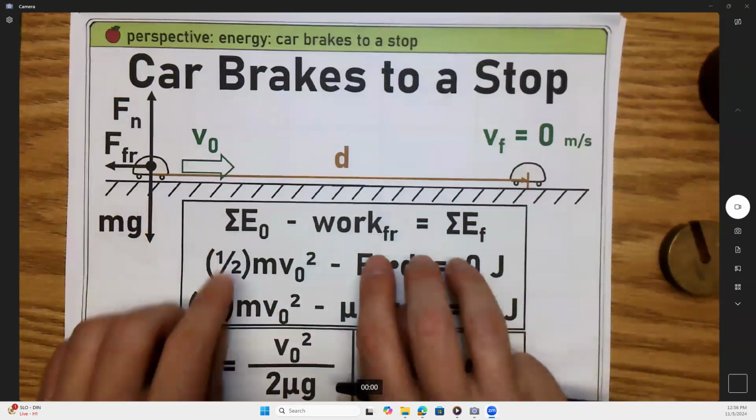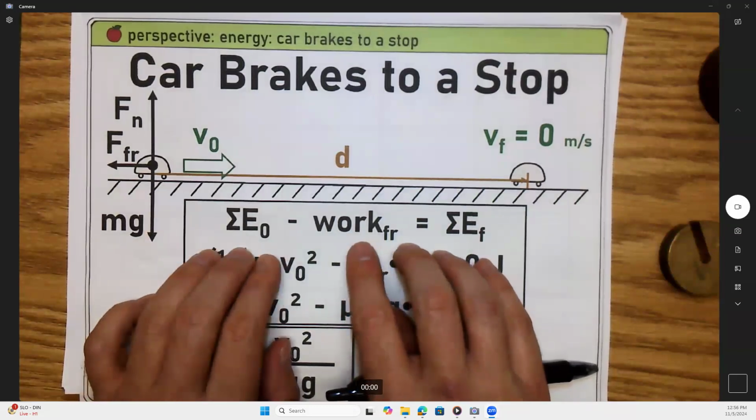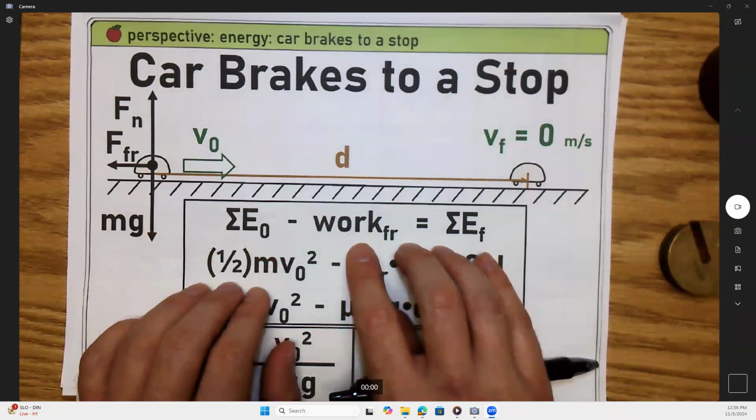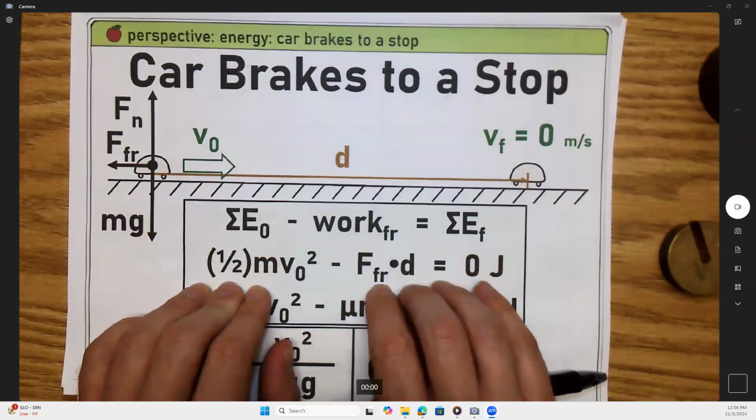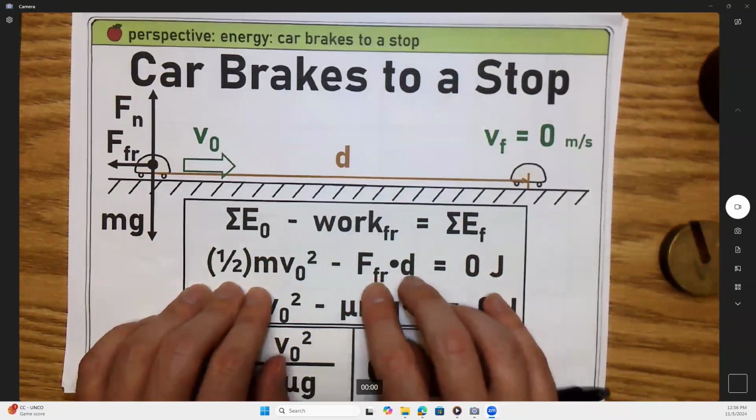So here's how we do this. There's the setup. Oh, there's a general open system, right? Energy minus work equals final energy. Okay. I got 1/2 mv squared minus work done by friction, which is force times distance, gives you 0 joules. Okay, you guys get so far? Right. Now, I need to do a substitution here.